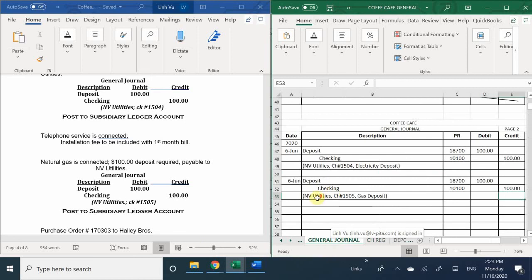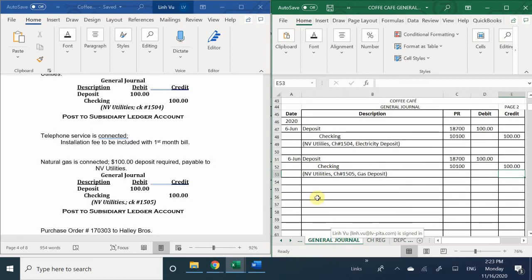So now my journal looks like this. Now that we have a difference between them, at least when we look back at our reference point, it's not like we wrote two checks for the same reason. This is a double entry, obviously, for two separate things. So next is the general ledger.